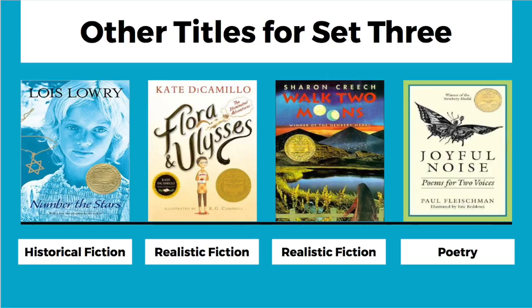Flora and Ulysses by Kate DiCamillo is a story about a girl named Flora and a squirrel named Ulysses. They form an unlikely friendship, much to the dismay of Flora's mother. The pair have to overcome many obstacles, but in the end, everything works itself out. I liked this story and the messages it portrayed.